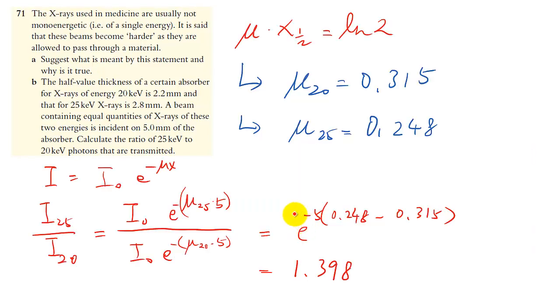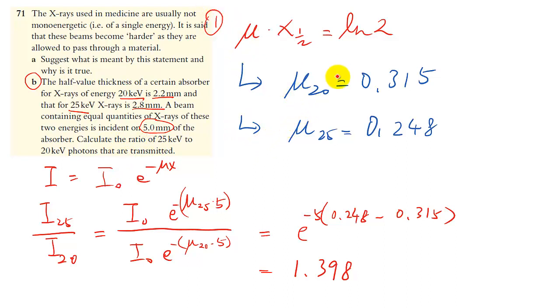Okay, so for this question, I think I will talk about part B first. It said there are two kinds of X-ray energy, and each of them will have a different value of half value thickness. And so now it asks you, what if you have the absorber to be 5 mm, and what is the ratio of the two being transmitted?